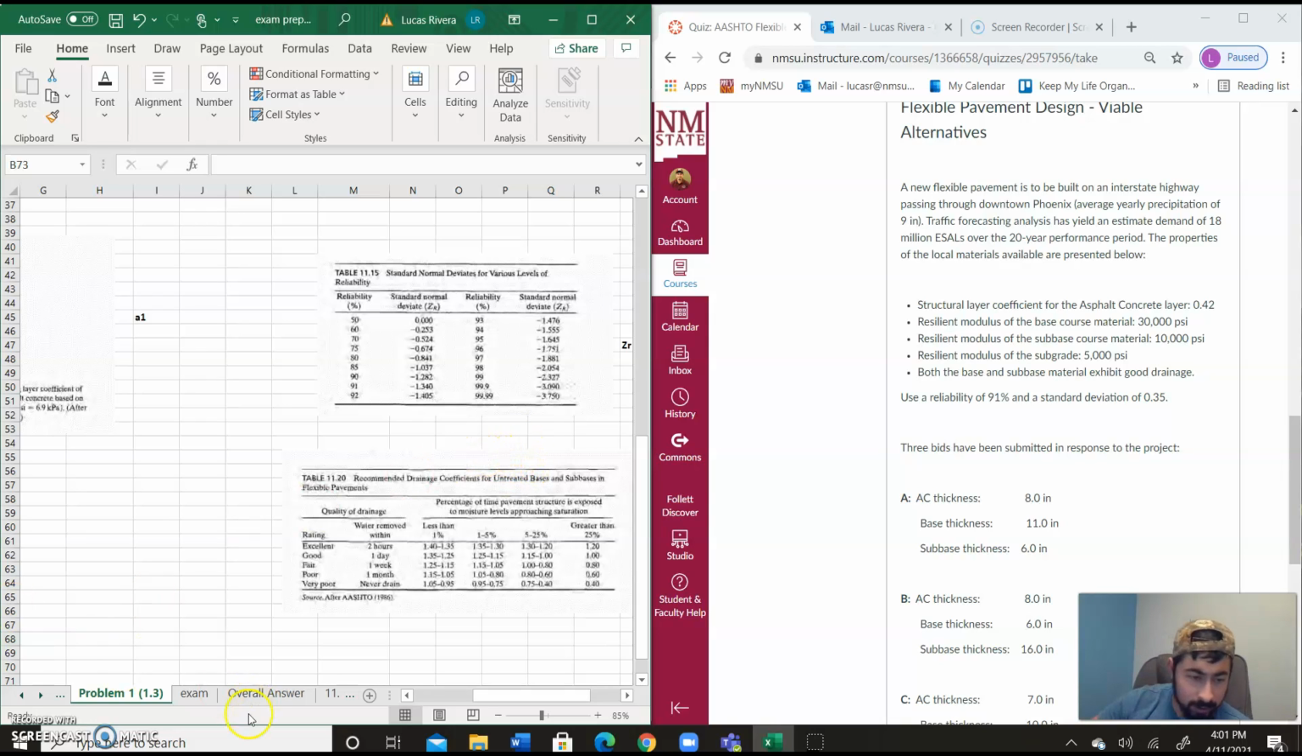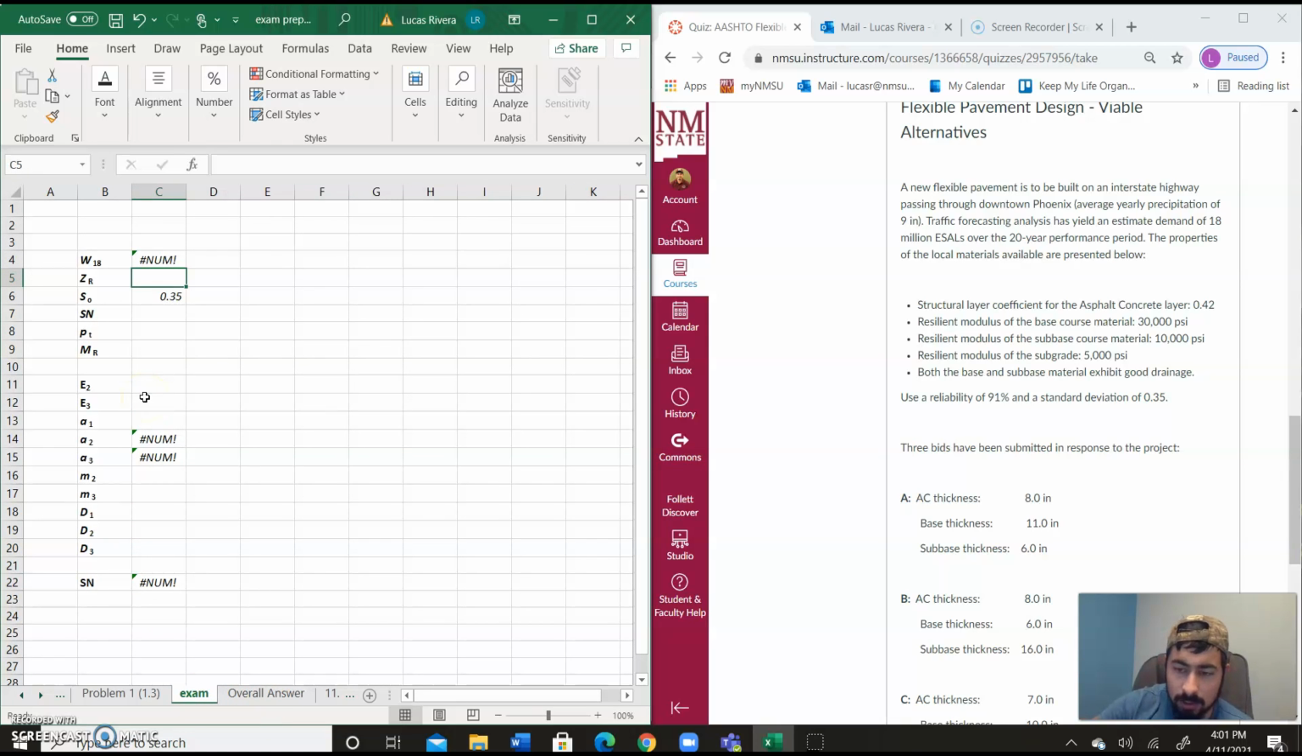Negative 1.34. Structural member, I'll get that. Is it a major highway or downtown Phoenix? Definitely counts as a major highway to me, so I will use 2.5. Average resilient modulus. What do I take?